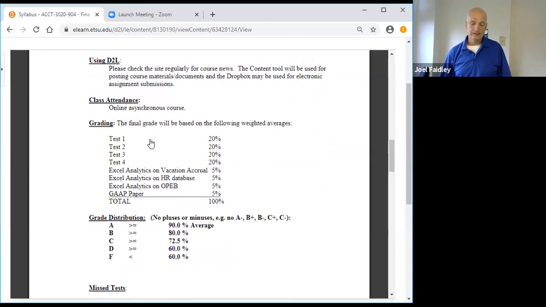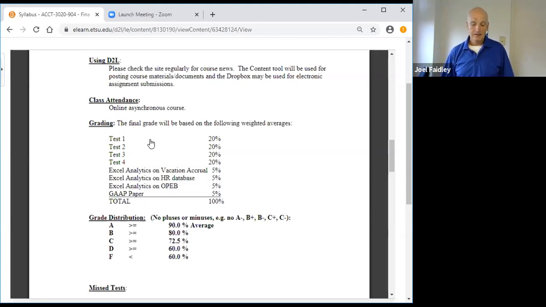The grading is 4 exams, 20% each. The Excel vacation accrual assignment will be 5%. There's an HR database assignment for 5%. The OPEB, other post-employment benefit case, is 5%, and the gap paper is 5%. There are no points awarded for homework. You need to do the homework in order to do the exams. If you don't do the homework, you're probably not going to do very well on the exams.